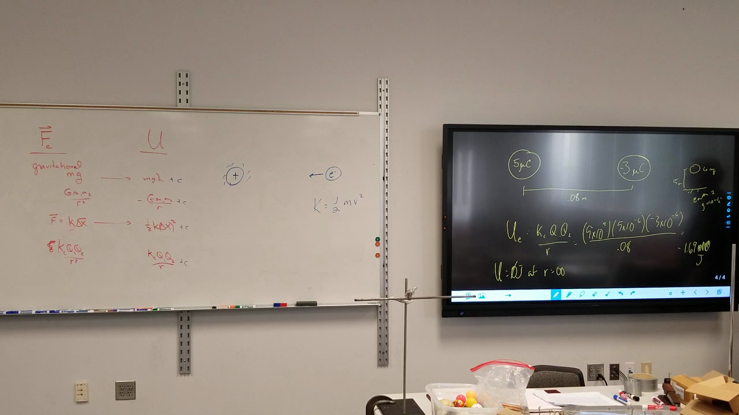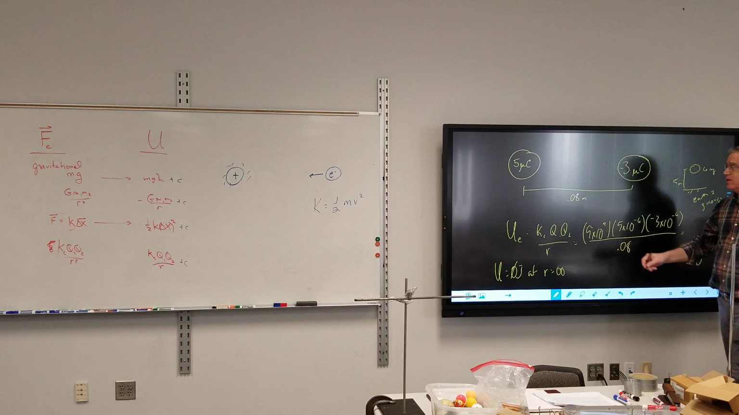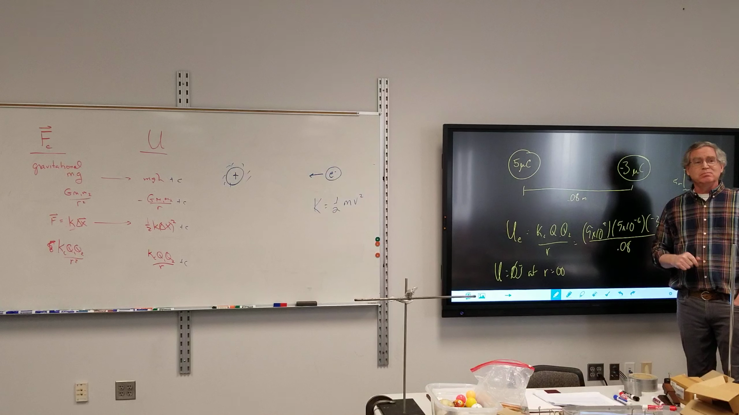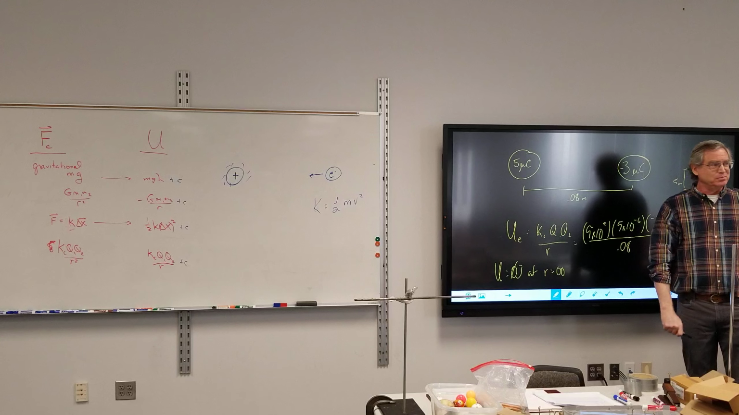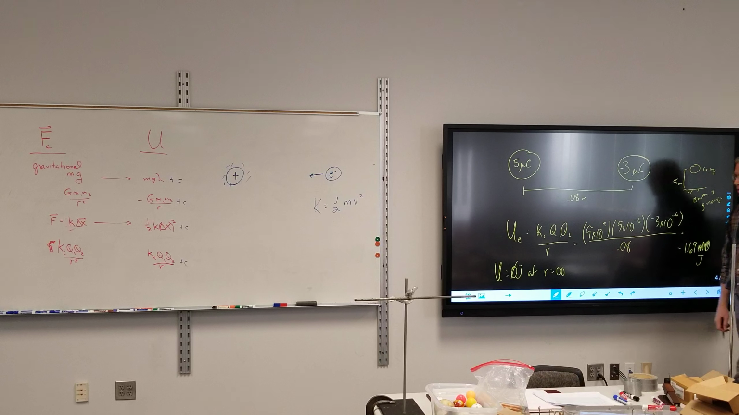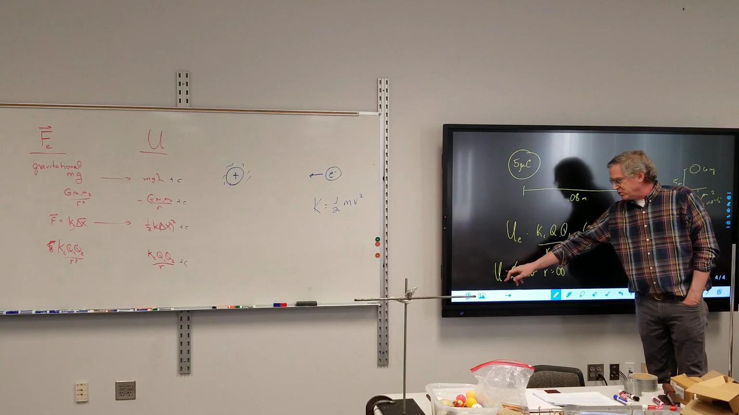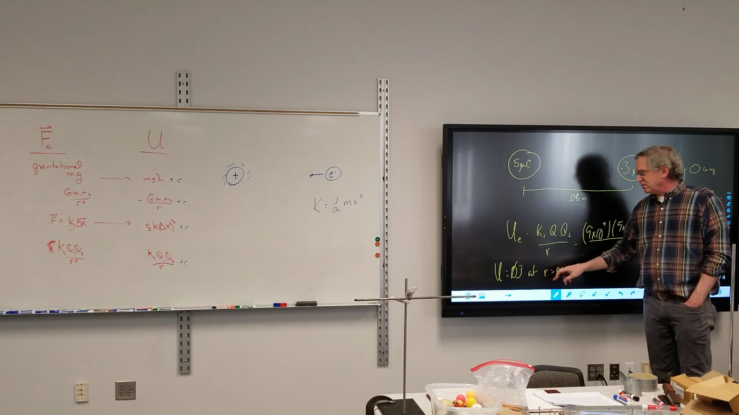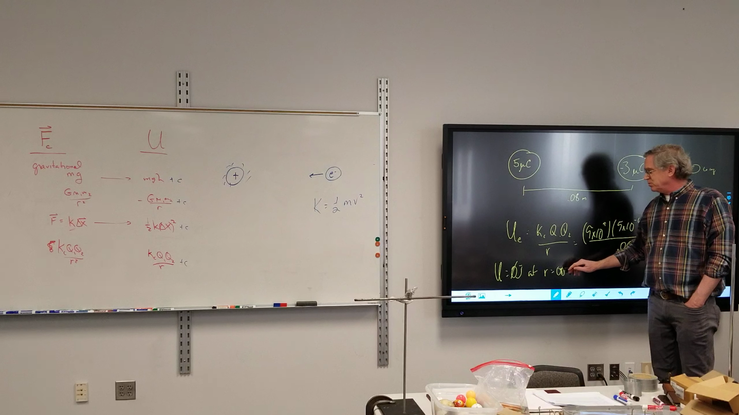However, it would have been not wrong if you had looked at this and said the potential energy is 0 because I said so. That the potential energy equals 0 joules at R equal to infinity. It's supposed to be an infinity.